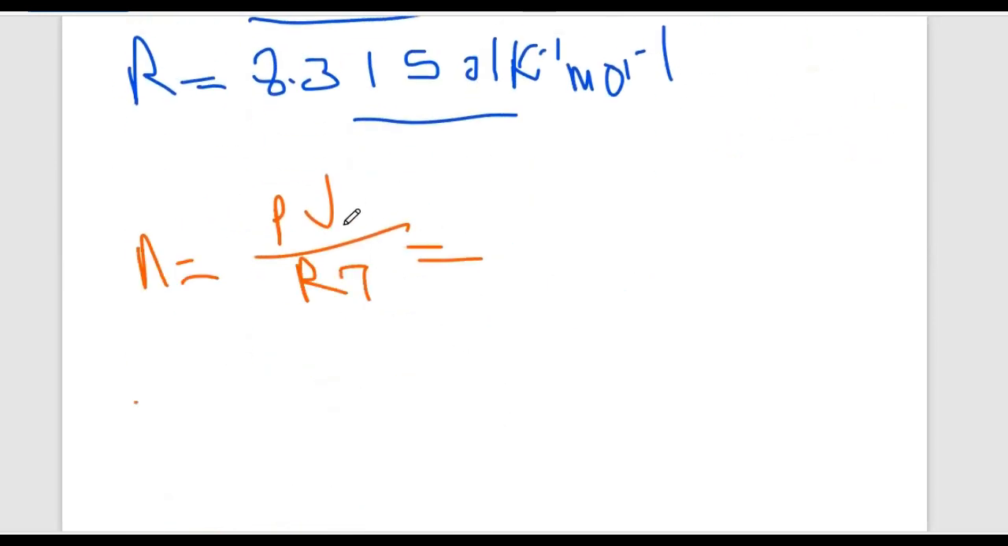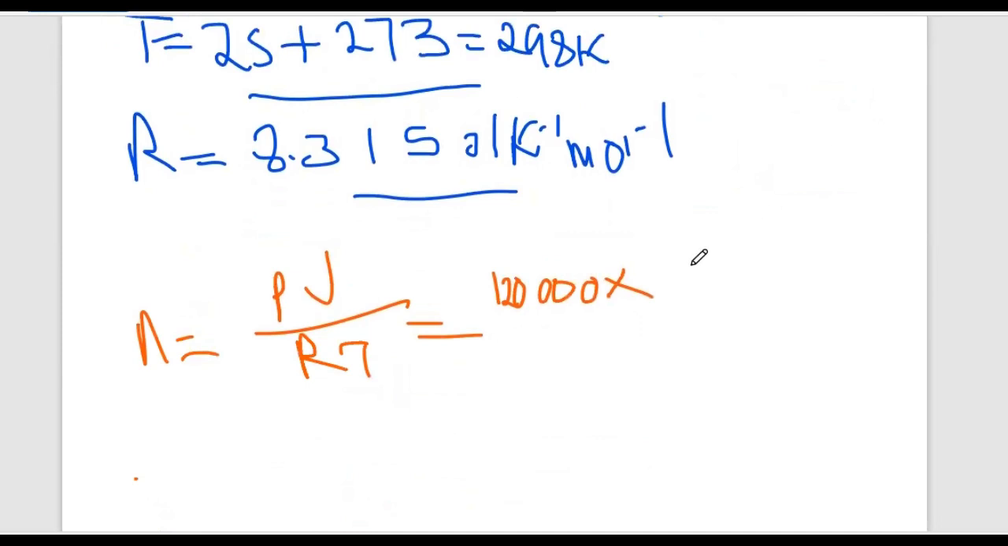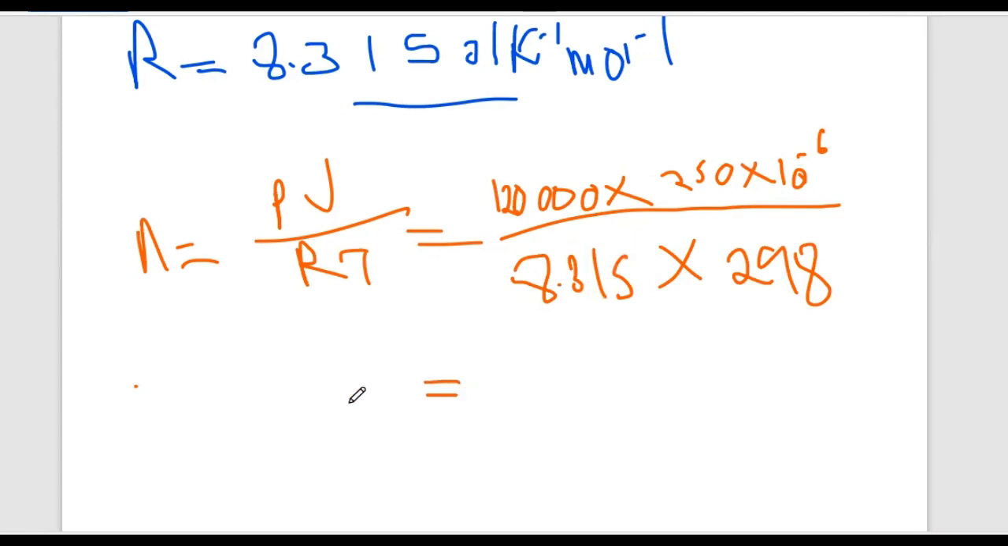So what is our P, which is our pressure? Our pressure is just 120,000, multiplied by our V. Our volume is 250 multiplied by 10 to the minus 6, over, what is our gas constant? It's this number here, guys, 8.315, multiplied by our temperature. We said it was 289. Then you multiply this to find the number of moles.